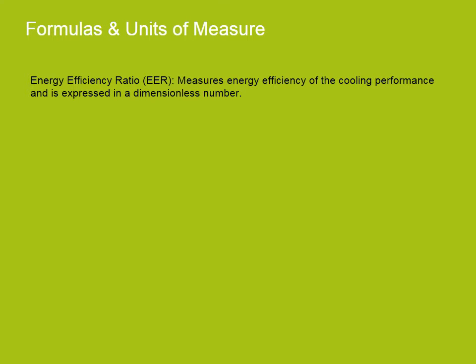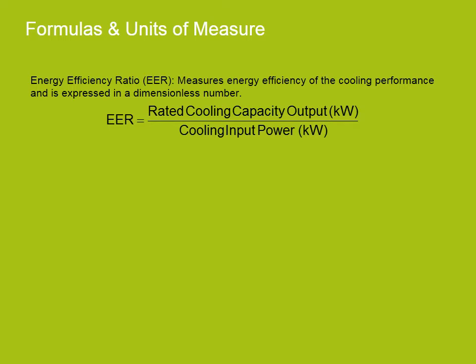To determine the efficiency and performance of a refrigeration system, two dimensionless numbers are required. These are the energy efficiency ratio and the coefficient of performance. The energy efficiency ratio, or the EER, measures the energy efficiency of the cooling performance. It's calculated by dividing the rated cooling capacity output by the cooling input power.